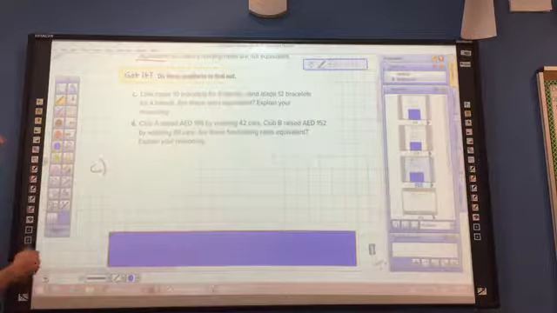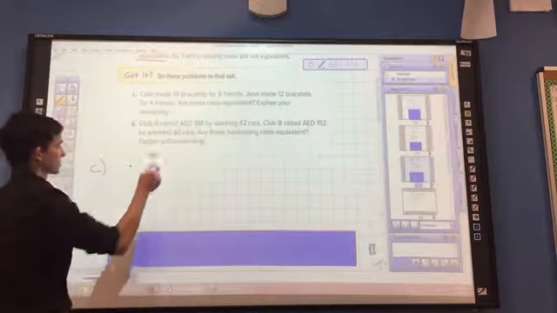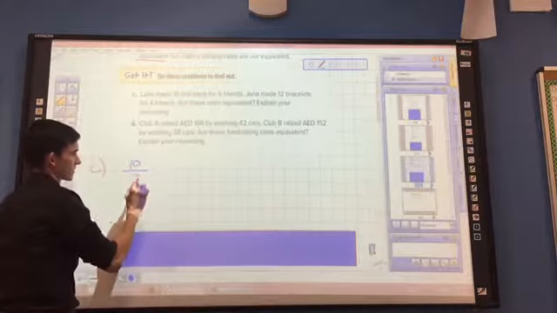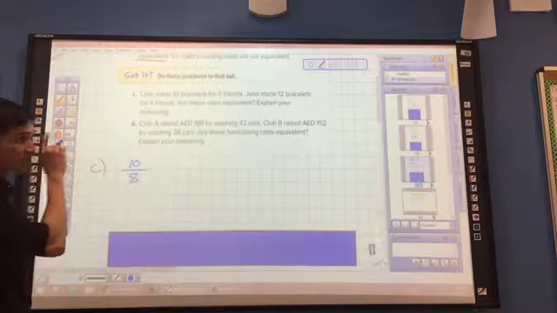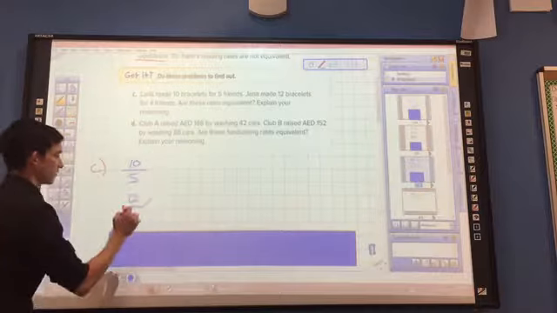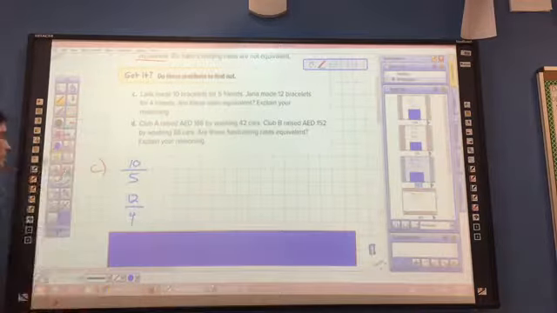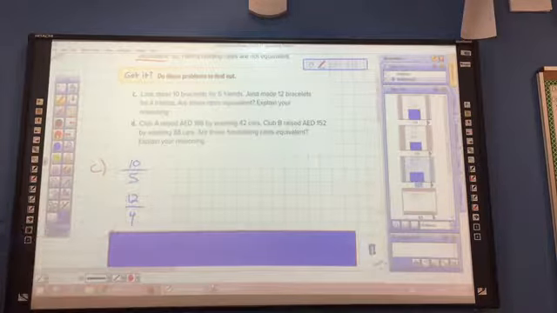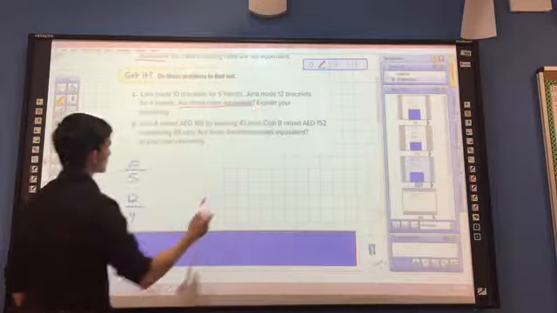Alright, Layla made 10 bracelets for 5 friends. So her rate was 10 bracelets per 5 friends. Jana made 12 bracelets, 12 bracelets per 4 friends. Are these equal? That's the question. Are these rates equivalent?